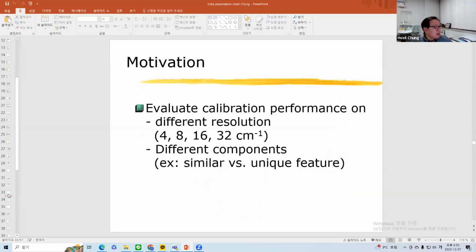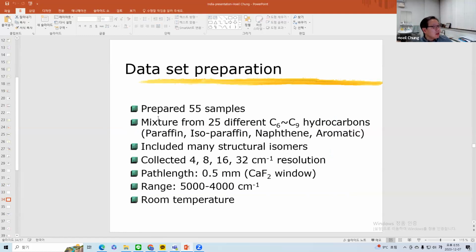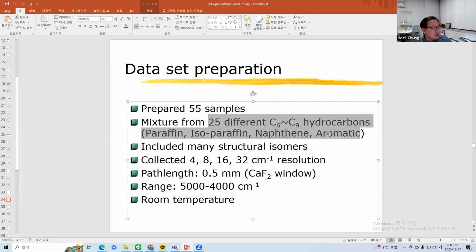Okay, and so we measured the NIR spectra at 4 different resolutions. We prepared 55 samples, with 25 different hydrocarbon mixtures. We collected the 4 different resolutions, as I mentioned before, and the path length is 0.5 millimeter, and the range is 5 to 4,000 wave number.